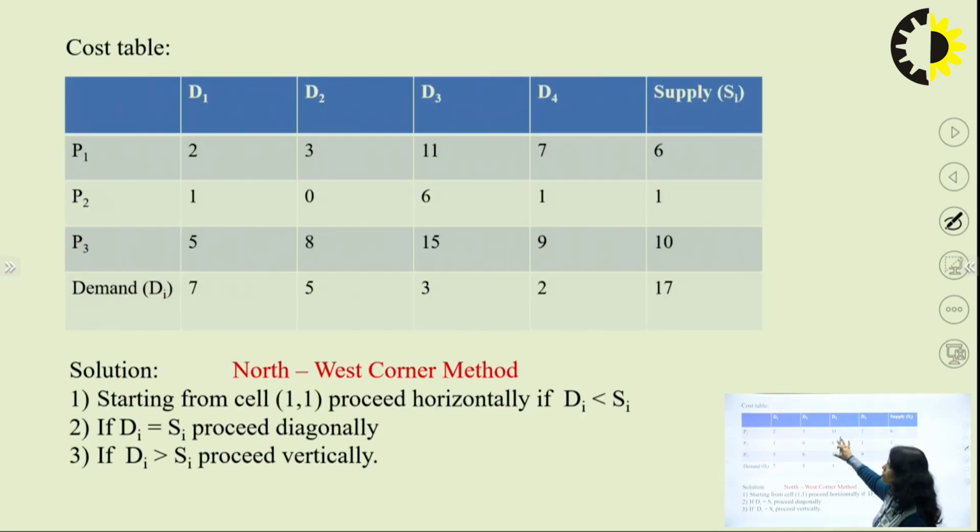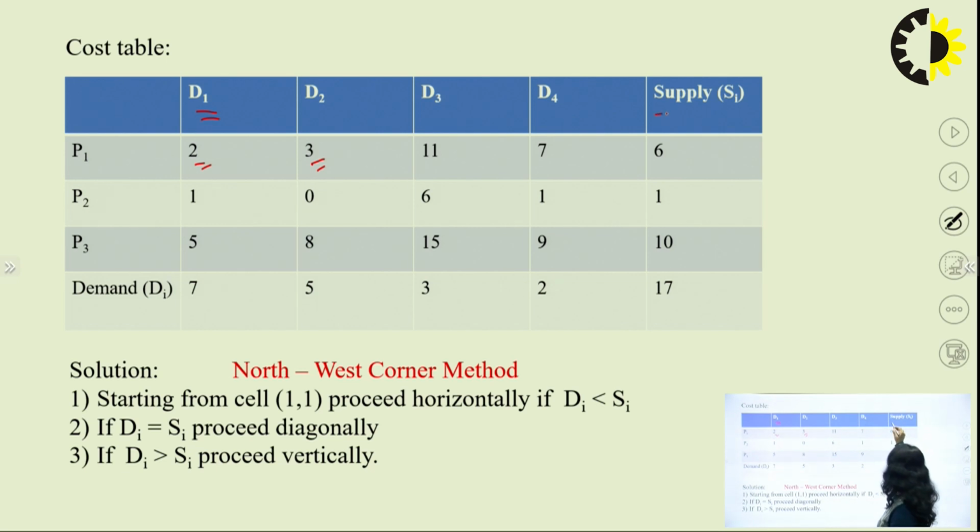So, this cost table is given to us. When plant 1 is supplying the milk to distribution center D1, there are 4 distribution centers. So, these are the distribution centers and there are 3 plants. The P1, P2, P3 are indicating the plants, and the cost is given: when we are supplying the milk from P1 to D1, the cost is rupees 2, P1 to D2, the cost is 3. So, similarly all the costs are given.